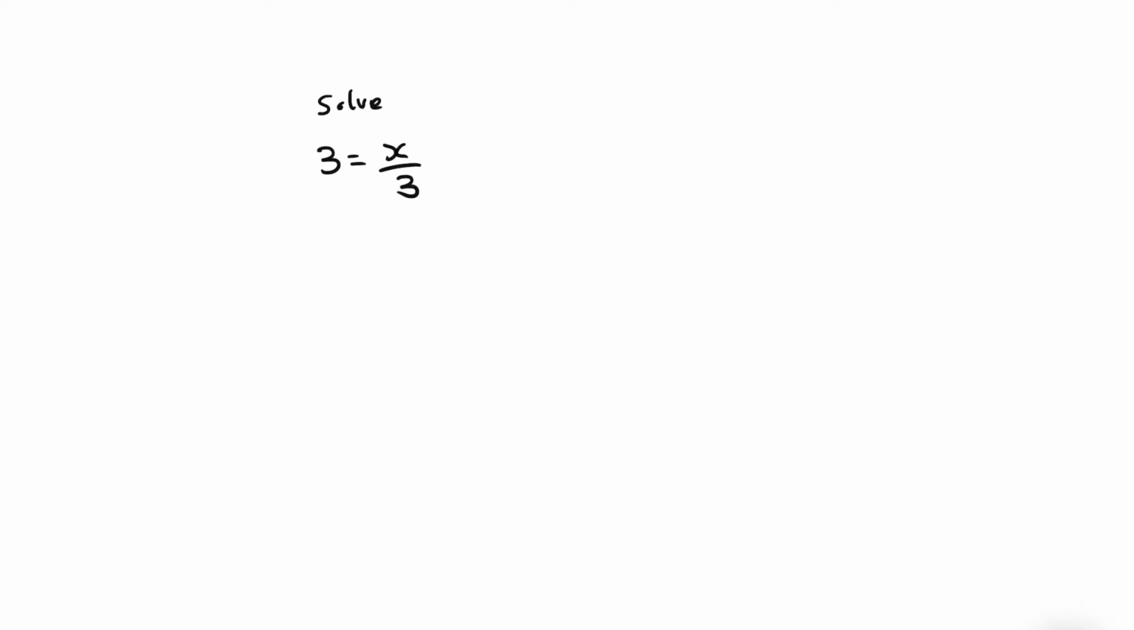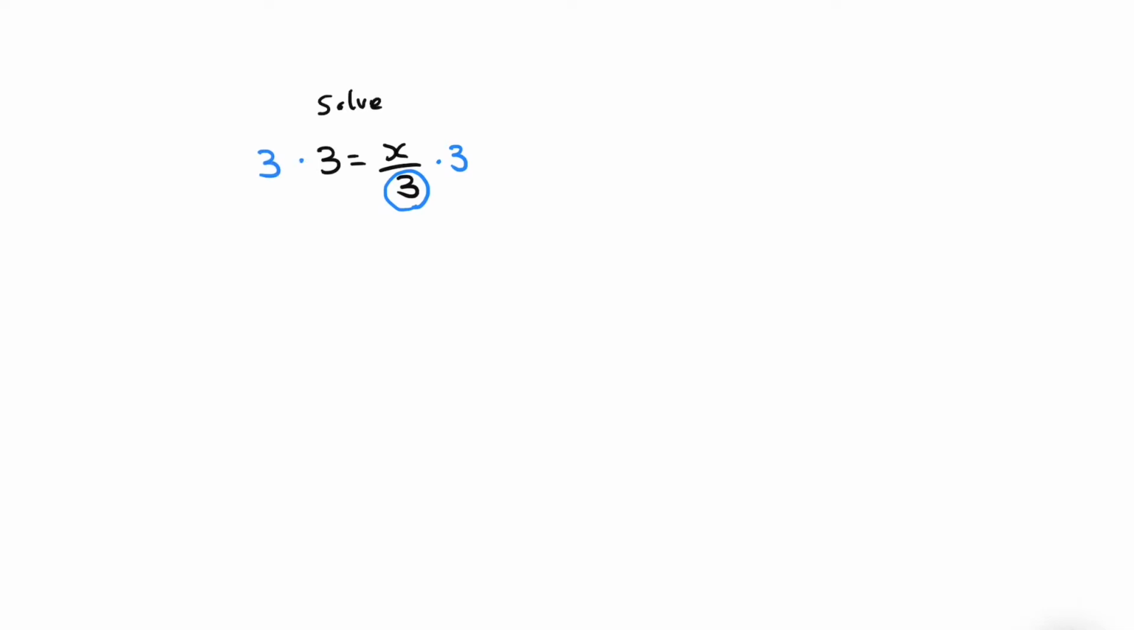Okay, this equation looks a little different. First, we have the variable on the right side, and we also have a division. Our first step is always do the opposite operation that is done to the variable. Here, what do we have? We have division of 3. What is the opposite operation of that? That is multiplication of 3.